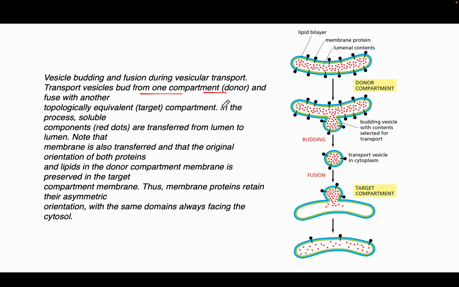Here you have to note that membrane is also transferred, and that the original orientation of both proteins and lipids in the donor compartment membrane is preserved in the target compartment. Thus, the membrane proteins retain their asymmetric orientation with the same domain always facing the cytoplasm. So this is how the vesicular trafficking happens inside the cell.